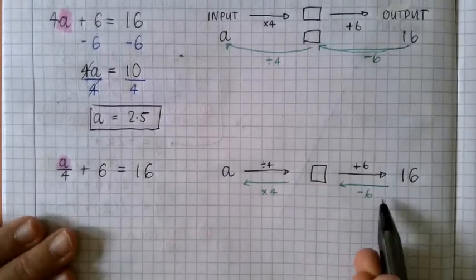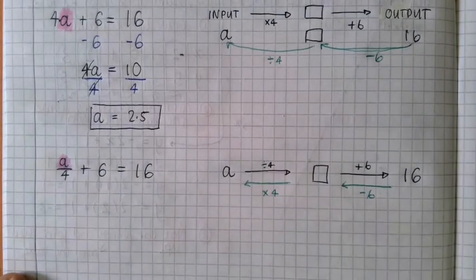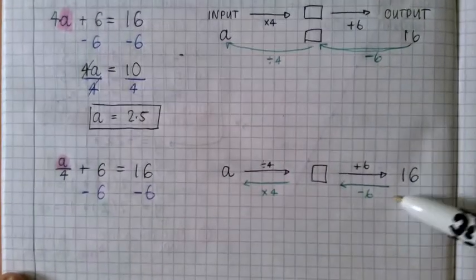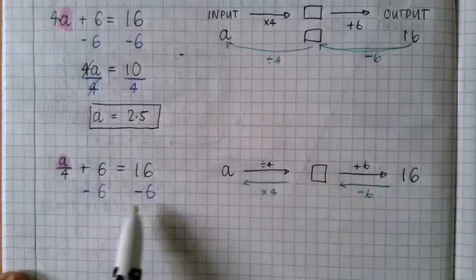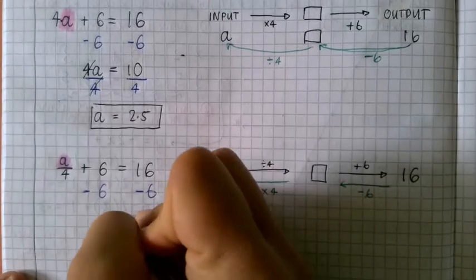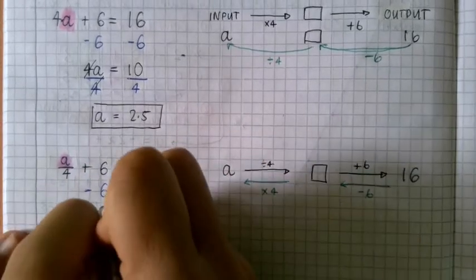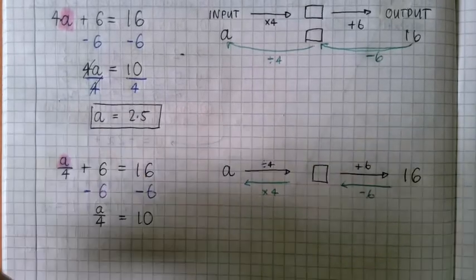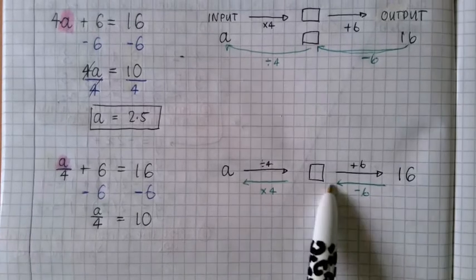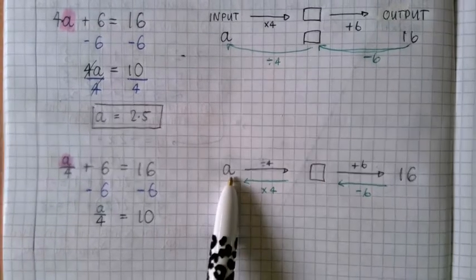So we first have to subtract 6, and remember in the balance method we do this to both sides of the equation. So here we take our output and take off 6, but we have to do it to both sides. So over here we get 10, and over here the plus 6 minus 6 cancel each other out, and we're left with a over 4. And then, looking back to our number machine, after we subtracted the 6, we then had to multiply by 4 to get back to our input.